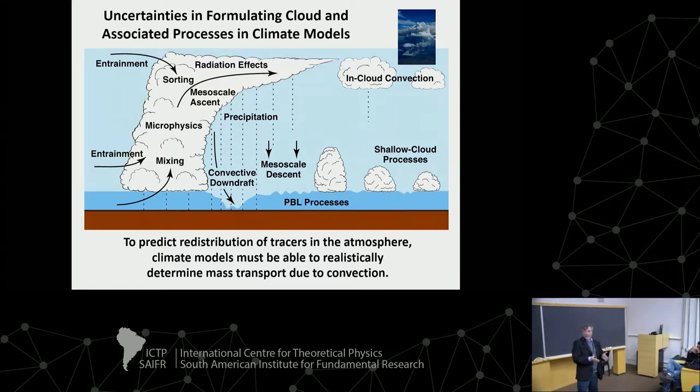Processes of, let's say, 1 kilometer, 5 kilometers, that is the domain of a cloud, while a global model has a grid spacing of, at the very best, only 10 to 12 kilometers. So you have to deal with subgrid processes that you don't know how to parameterize properly.